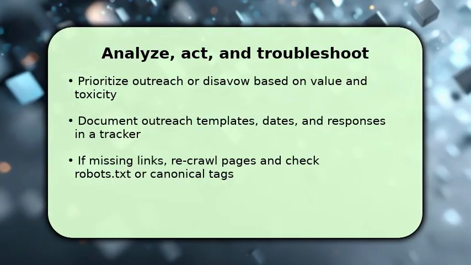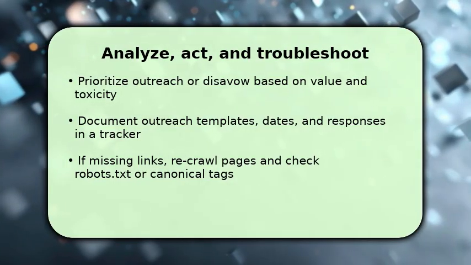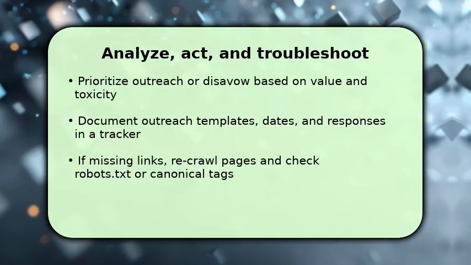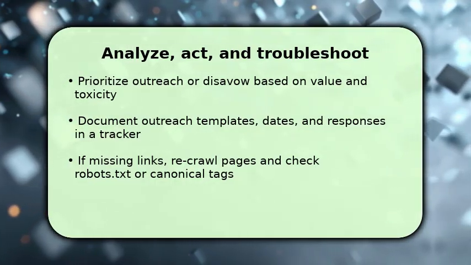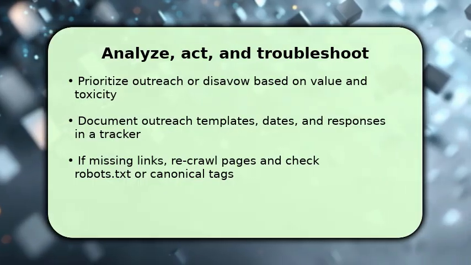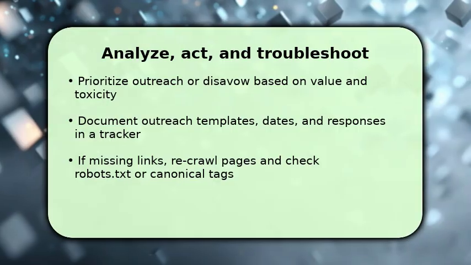Prioritize high-value links for outreach and mark toxic links for disavow. You should document every contact attempt and response in a spreadsheet so you can track progress. Once done, update your backlink map and set reminders for follow-ups.